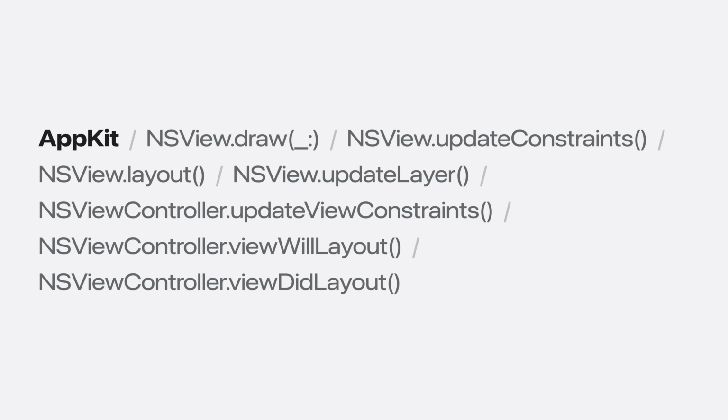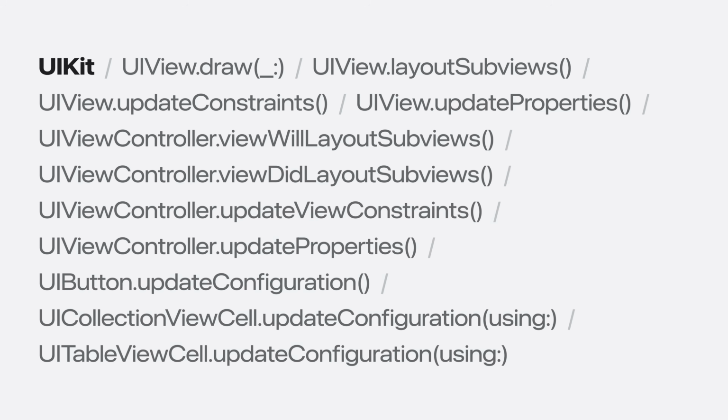NSView draw is only one method that supports observation. updateConstraints, layout, updateLayer, and NSViewController equivalents support observation too. UIKit has even more methods that extend beyond UIView and UIViewController to UIButton, UICollectionViewCell, and more.